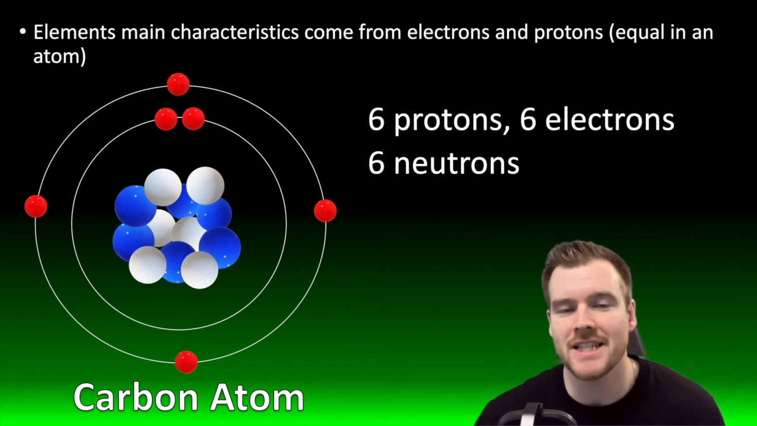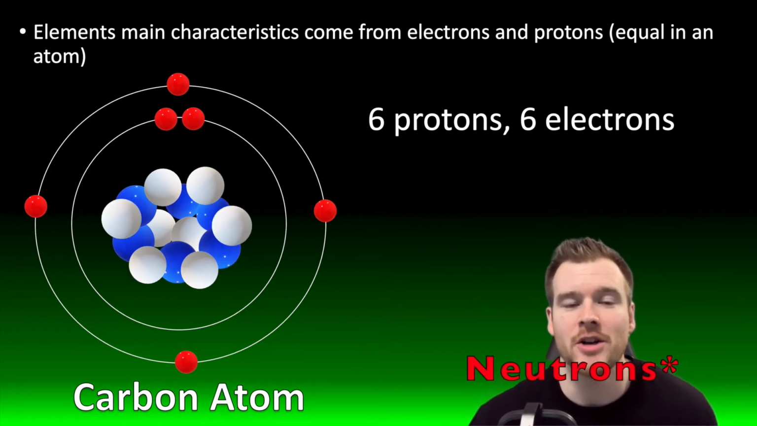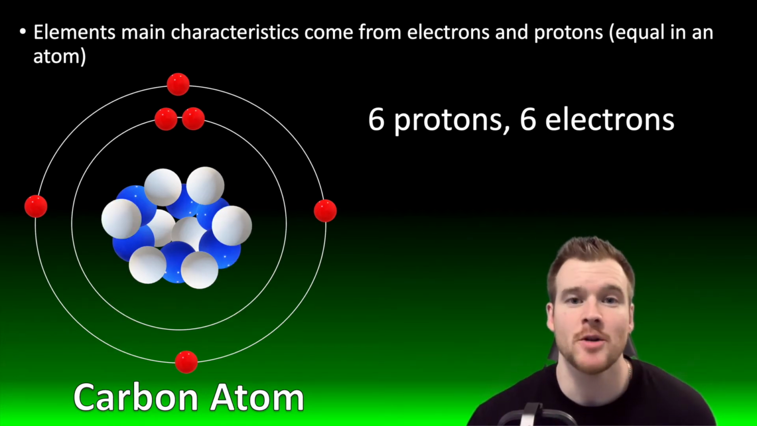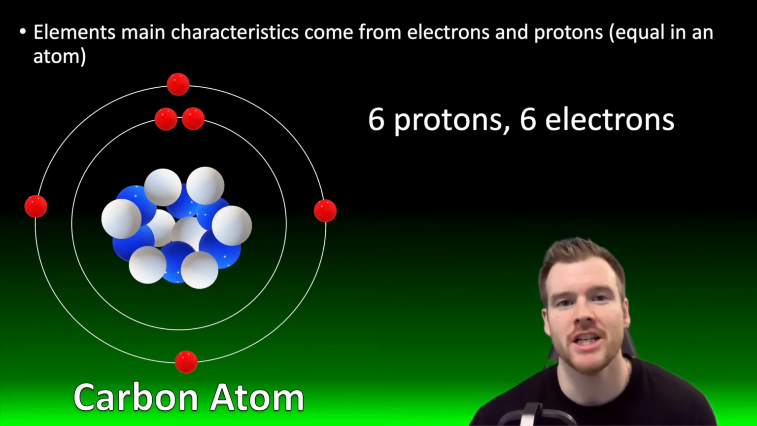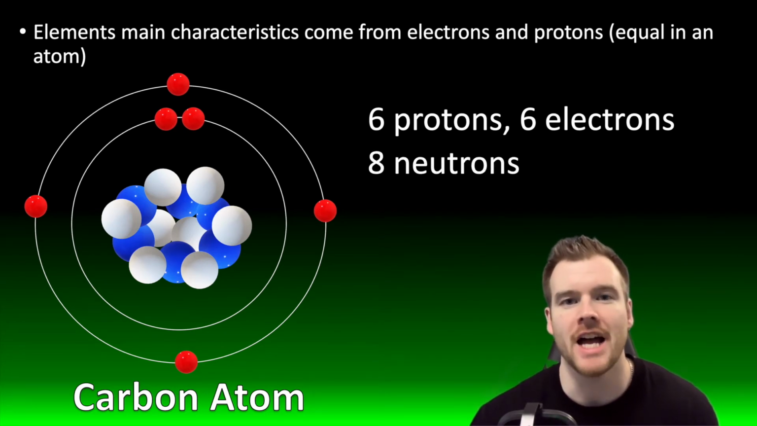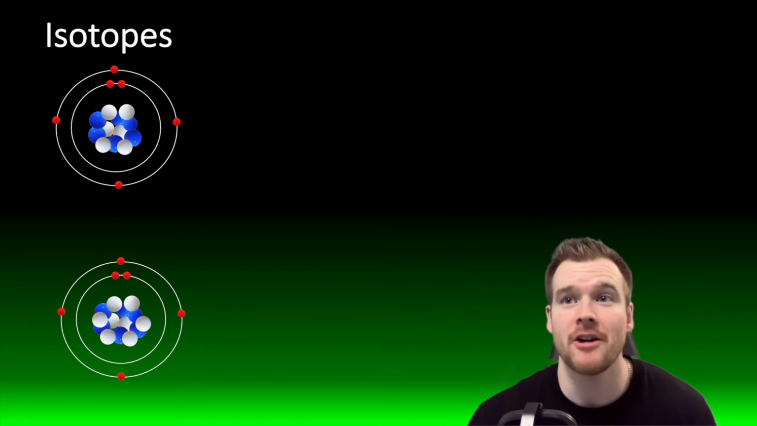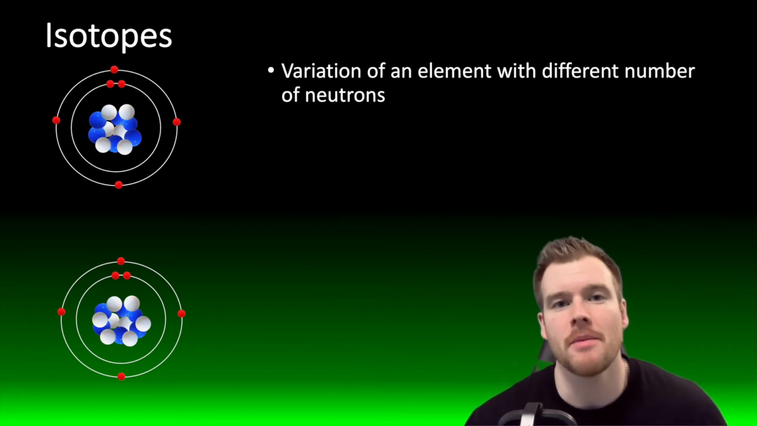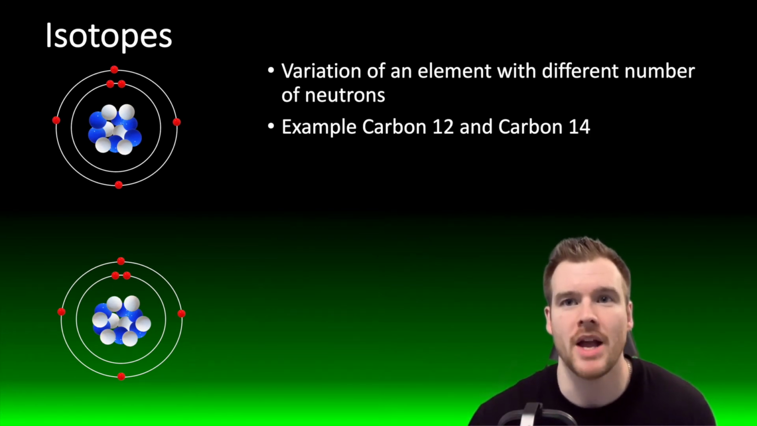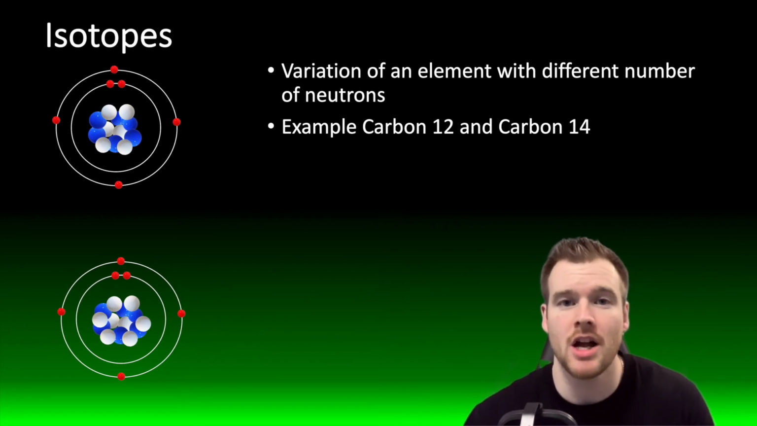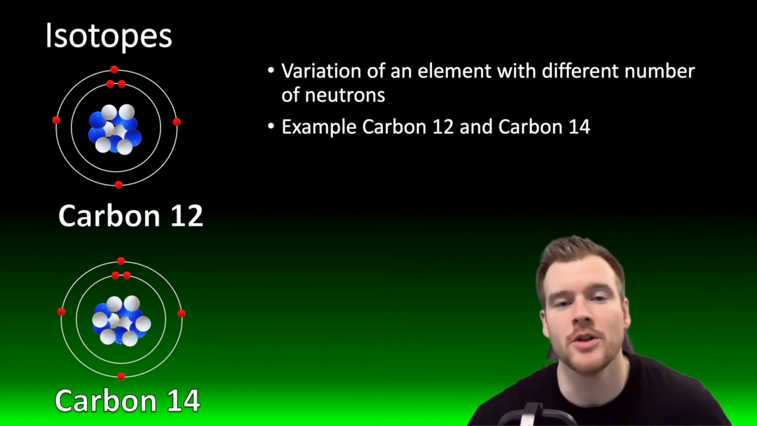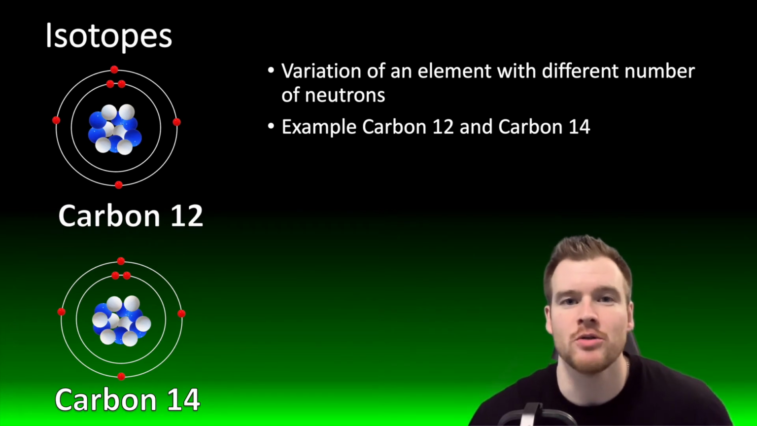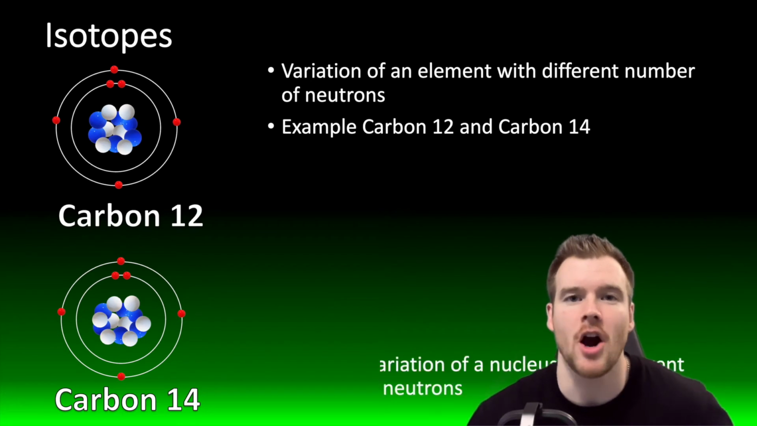However, the nucleus doesn't have to just have 6 neutrons, it could have 2 more, making it so there's 8 neutrons and 14 nucleons. These are called isotopes, and an isotope is a variation of an element with a different number of neutrons. So for example, here we have carbon-12 and carbon-14. Carbon-12 has 12 nucleons, carbon-14 has 14 nucleons, like we saw with 2 extra neutrons. Protons have to stay the same, because remember, that's what defines it as carbon.